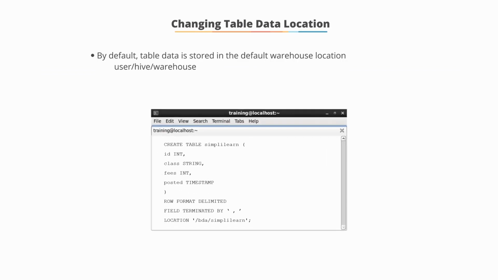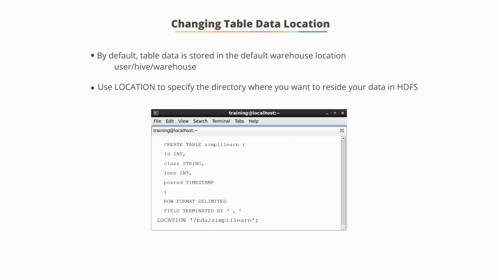Let's look at how we can do these steps to change the table data location. By default, table data is stored in the default warehouse location, /user/hive/warehouse. Use LOCATION to specify the directory where you want to put your data within HDFS. In this example, we are creating the Simplilearn table, and by using LOCATION, you can see we are specifying where the Simplilearn data will reside.